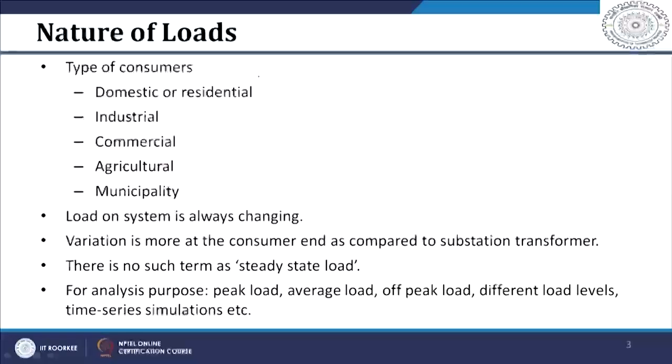Now, there are many different types of consumers. There are some consumers, say domestic consumers, which have consumption up to say 1 kilowatt, 5 kilowatt, 10 kilowatt, 20 kilowatt. However, there are some big consumers having consumption like 5 megawatt, 10 megawatt, which are basically industrial kind of consumers. So, we can classify these consumers into various categories. There are domestic and residential consumers, industrial consumers, commercial consumers, agricultural consumers, and municipality type of consumers.